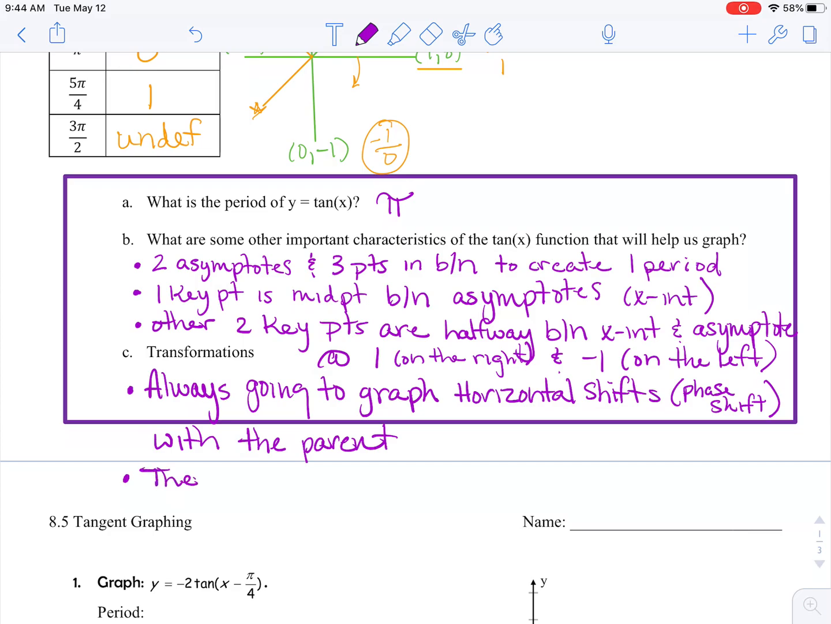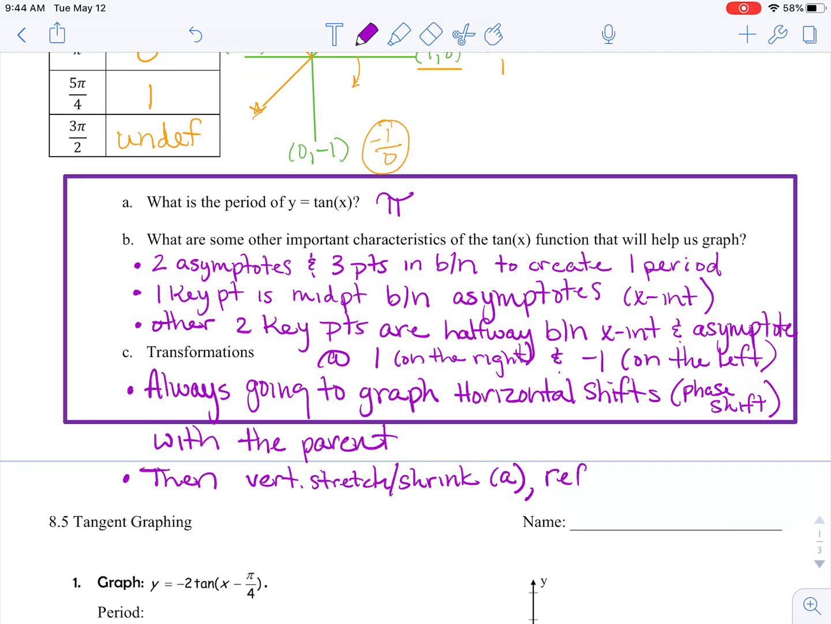Then you can do any vertical stretches or shrinks. That's again, that A value. We did call it an amplitude with sine and cosine. In tangent graphs, it's not called the amplitude because it's not really measuring a distance anymore. It really truly is more like a vertical stretch or shrink. So we get away from using the verbiage amplitude with tangent graphs.